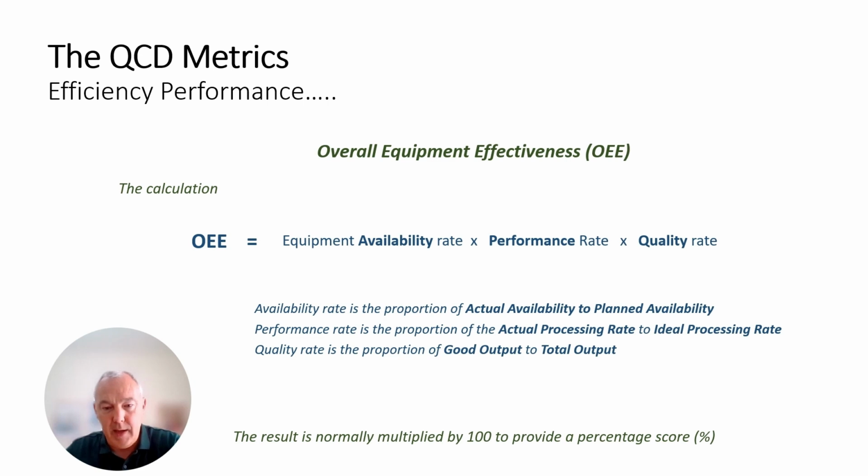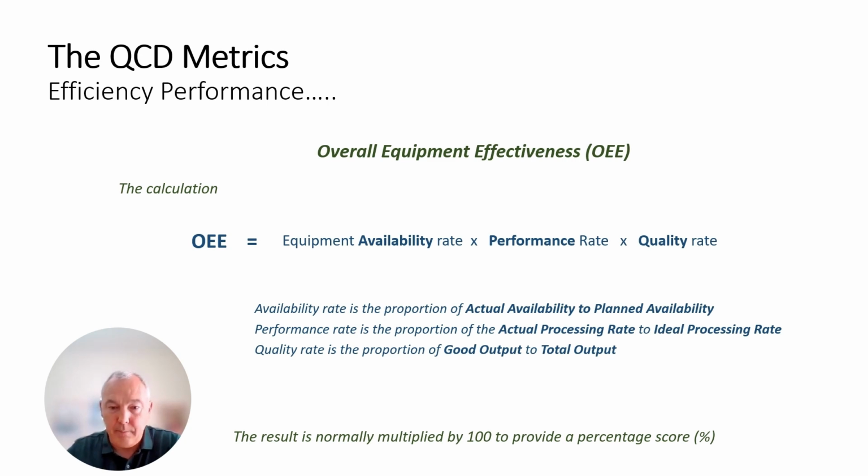The availability is the amount of actual availability as a proportion of planned activity. So any time that we've lost due to unplanned breakdowns, unplanned maintenance or changeovers or setup would come off that total planned availability. So we're determining a proportion there, or a fraction of time that the piece of plant was available.